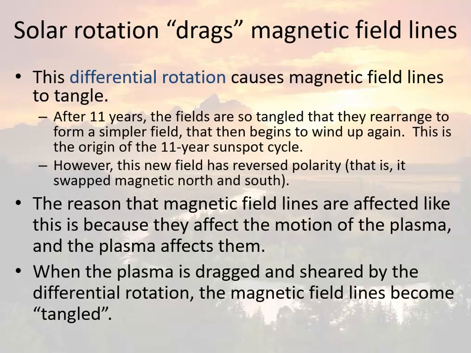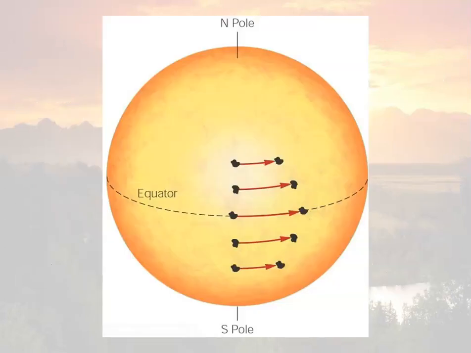Well, how does all of this tie together? This differential rotation, the fact that it's rotating faster around the equator than around the poles, ends up dragging around the magnetic fields in the sun.